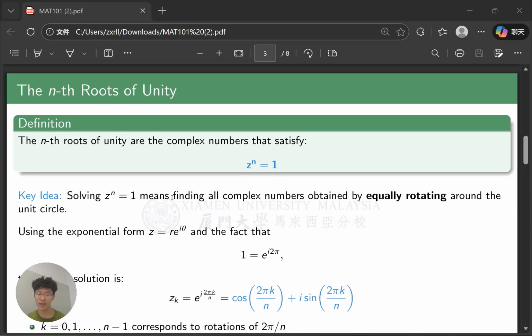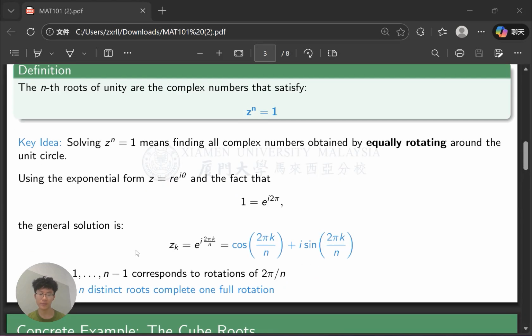z sub k equals e to the power of i times 2 pi k over n, all in trigonometric form: cosine of 2 pi k over n plus i times sine of 2 pi k over n. Here, k is an integer from 0 to n minus 1. Essentially, what we are doing is dividing the 2 pi circle into n equal slices.